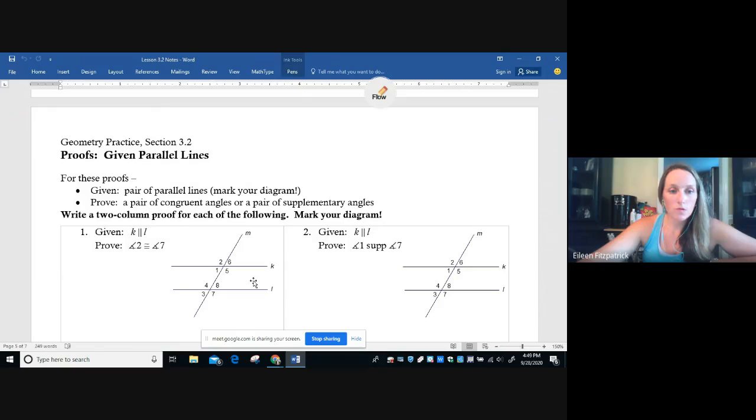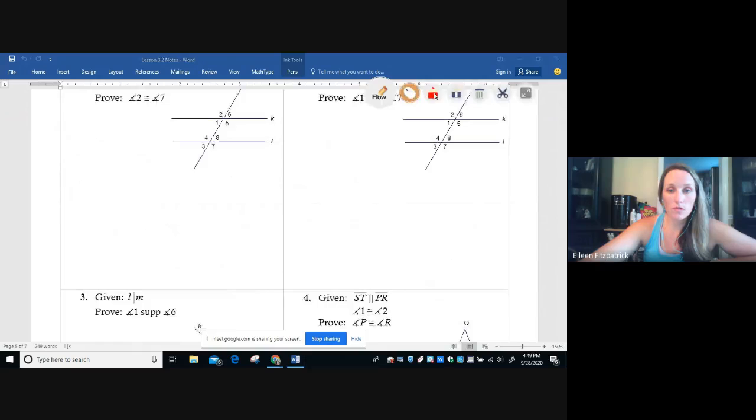For these proofs, you're going to be given a piece of information. It says mark your diagram. That's super important. Mark your diagram with whatever information is given. And then you're going to be asked to prove that a pair of angles are either congruent or supplementary. So I'll walk you through some of these proofs.